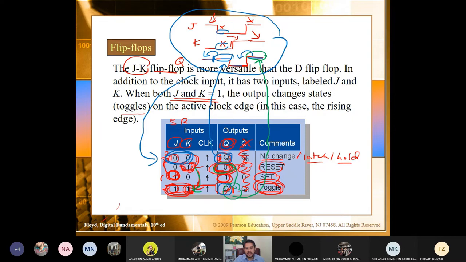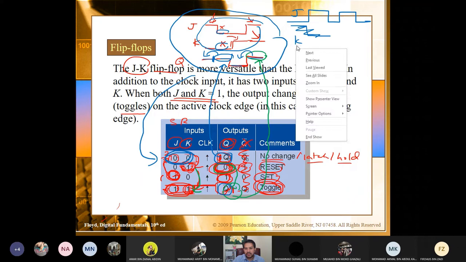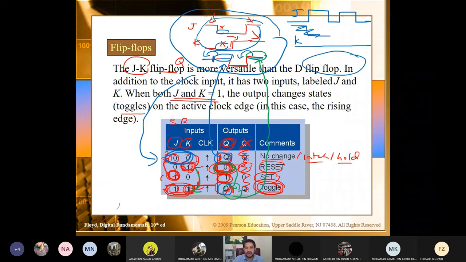Alright, so this is the sequence that I show here, for example. If we have a different sequence for JK, say we have a different sequence 0, 1, 0 for J, let's say, and then for K we have all ones, the output will be different. It will depend on the current state and also the previous state. So that's why it is called sequential, because it depends on the previous state. Alright.